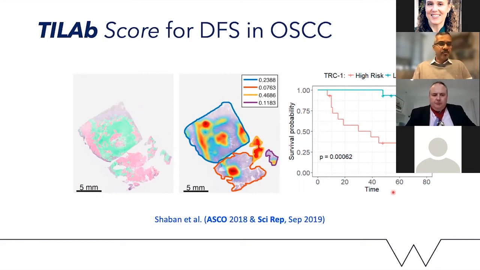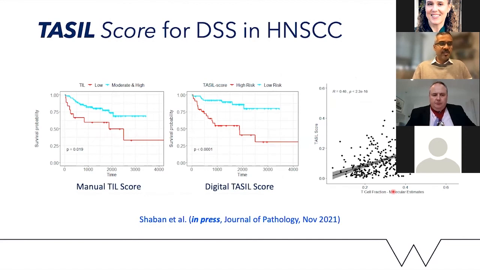And more recently, we have actually expanded this further into another score that we call the TASIL score, which is also along the similar lines of lymphocytes that have infiltrated into the tumor, but more looking at the boundary of the tumor and stroma. So at the tumor stromal interface, how abundant are lymphocytes. And actually we show that this is a much better indication of patient risk in terms of disease-specific survival for head and neck squamous cell carcinoma.